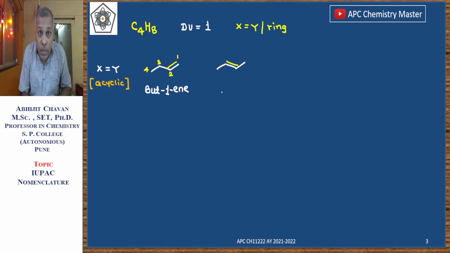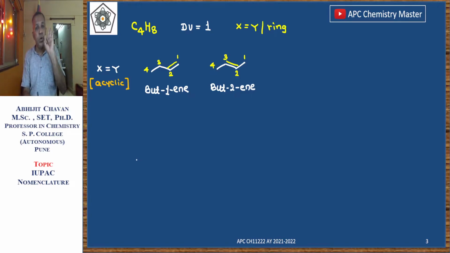How do you number this compound? This compound is numbered from either side, either the left-hand side or the right-hand side. I'll number it like this: 1, 2, 3, and 4. Again, there are 4 carbon atoms. Ultimately, I can label it as but-2-ene. Very good, but-2-ene.